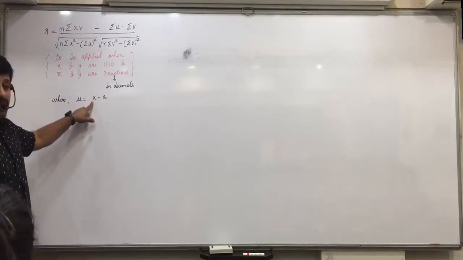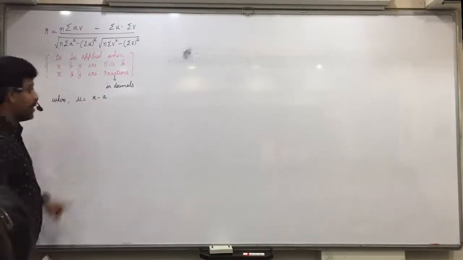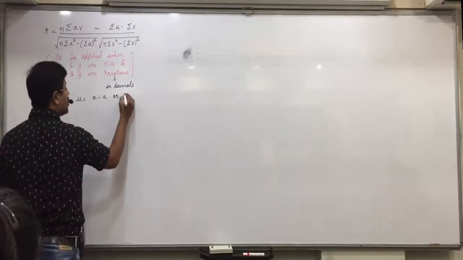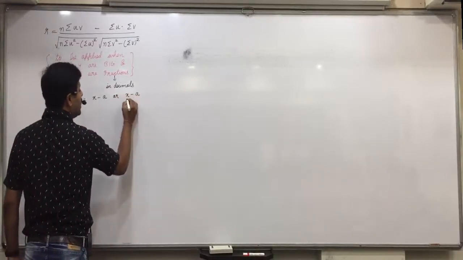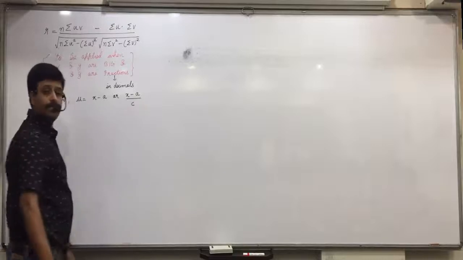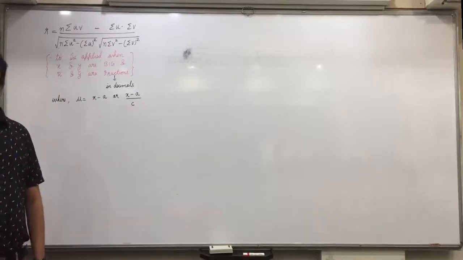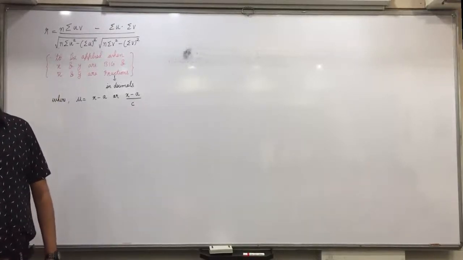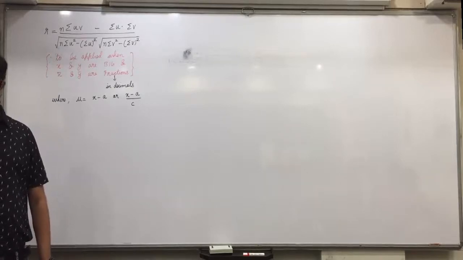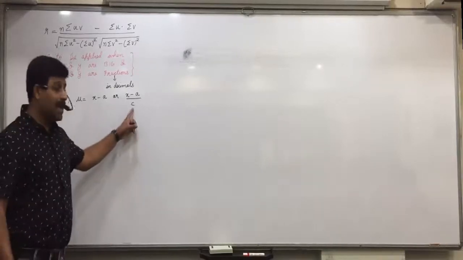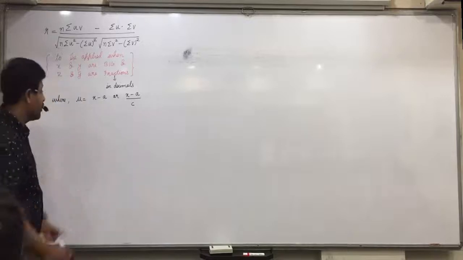From the value of x we will subtract any assumed mean. And also you can do it as x minus a upon c. That is, if there is any common factor in all the variables, then to make the values small, you can divide by that common factor also.